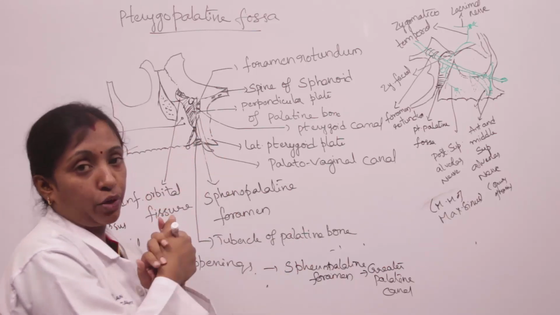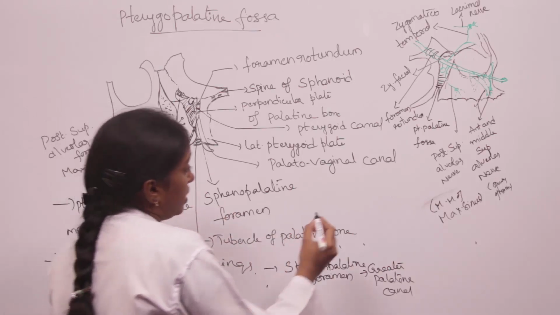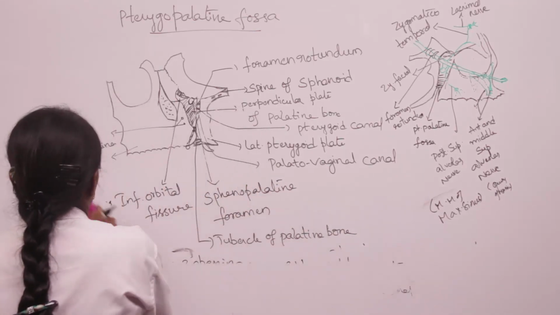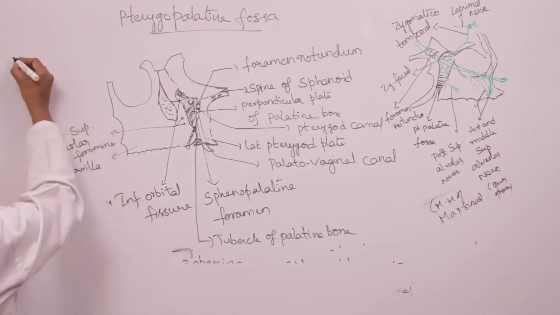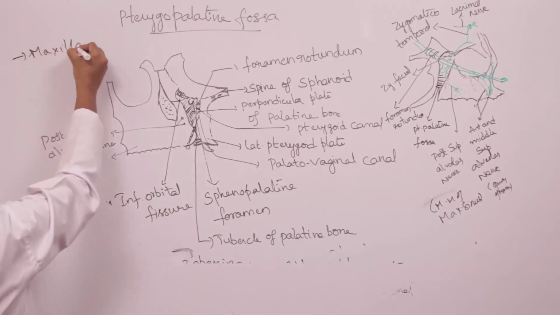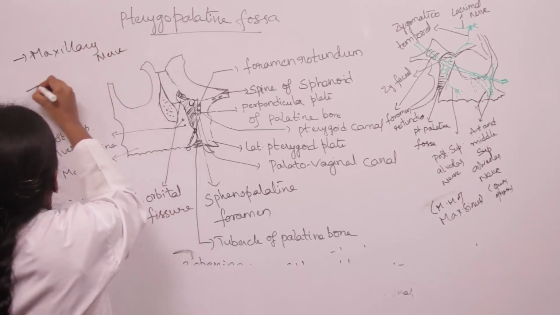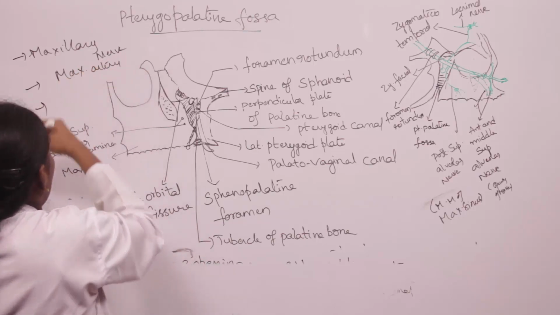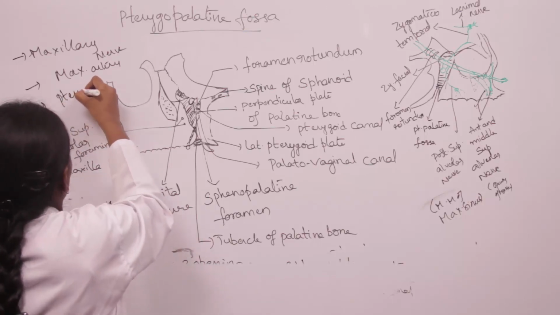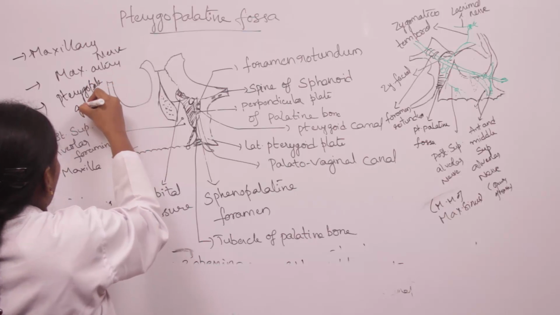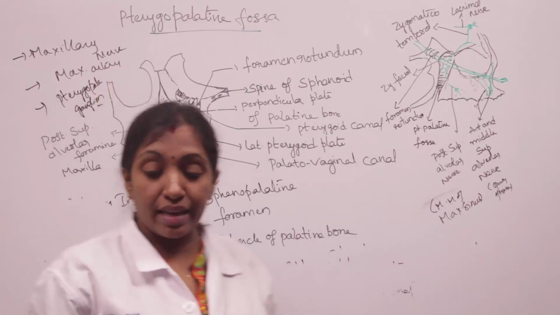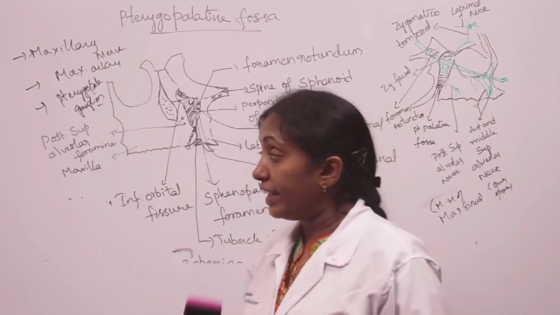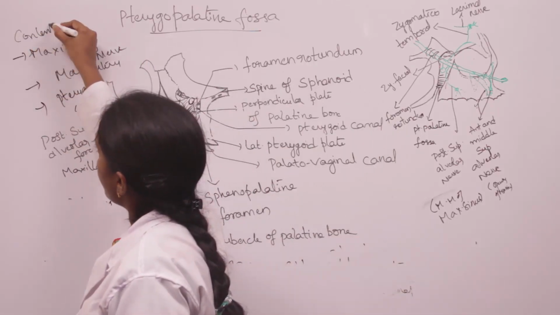Okay, and coming to the contents of the pterygopalatine fossa, 3 major contents are present in the pterygopalatine fossa. One is the maxillary nerve. Next one is the maxillary artery, and the third one is the pterygopalatine ganglion. So one is maxillary nerve, the next one is maxillary artery, and the third one is pterygopalatine ganglion. These 3 structures are the contents of the pterygopalatine fossa.